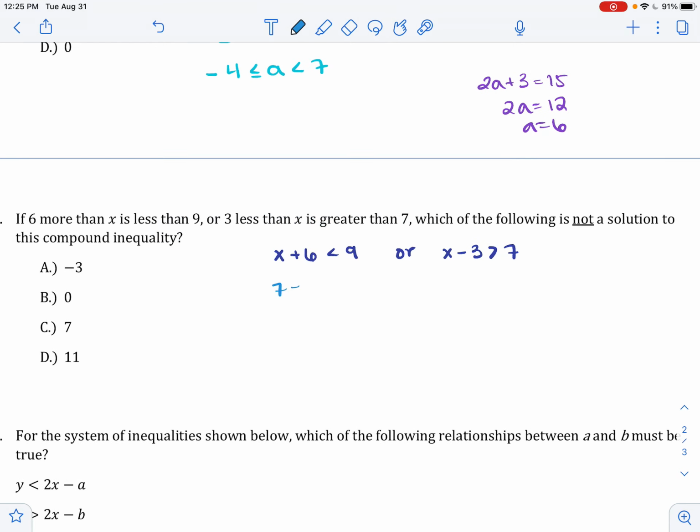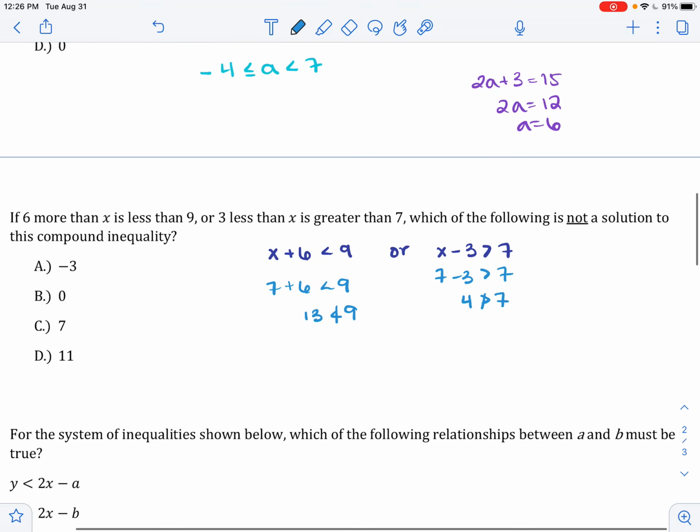Notice if you plug 7 into this first inequality, we get 7 plus 6 less than 9. 7 plus 6 is 13, which is not less than 9. And then when we plug 7 into the second inequality, 7 minus 3, is that greater than 7? Well, 7 minus 3 is 4, and 4 is not greater than 7. So we know that 7 is not a solution to this compound inequality.